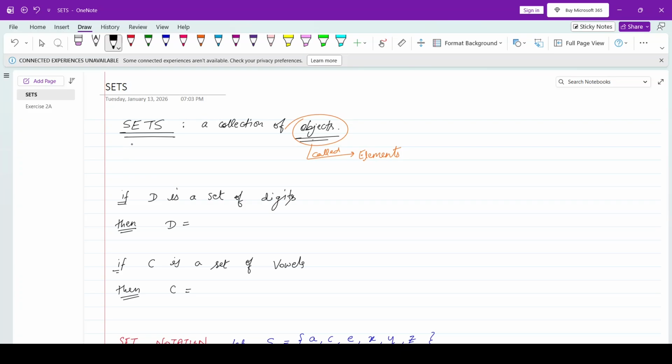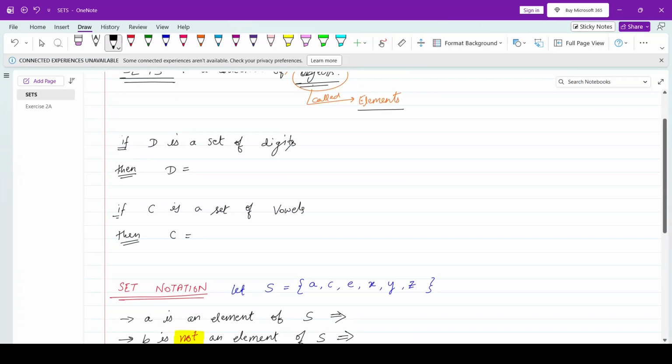Today we will be studying about sets. It is in chapter 2. So what are sets? Sets are a collection of objects. Now what are these objects? These objects can be anything: numbers, alphabets, vowels. And in general we call these objects elements.